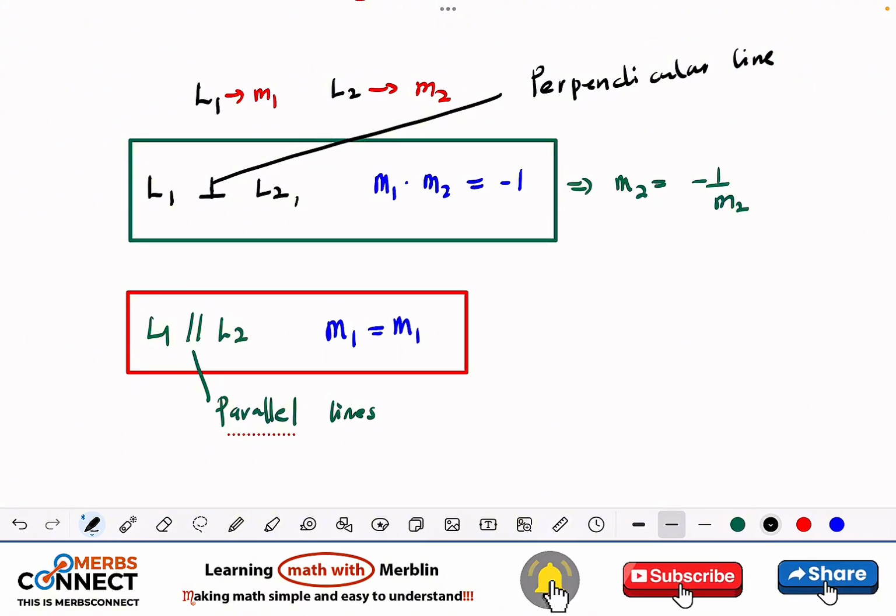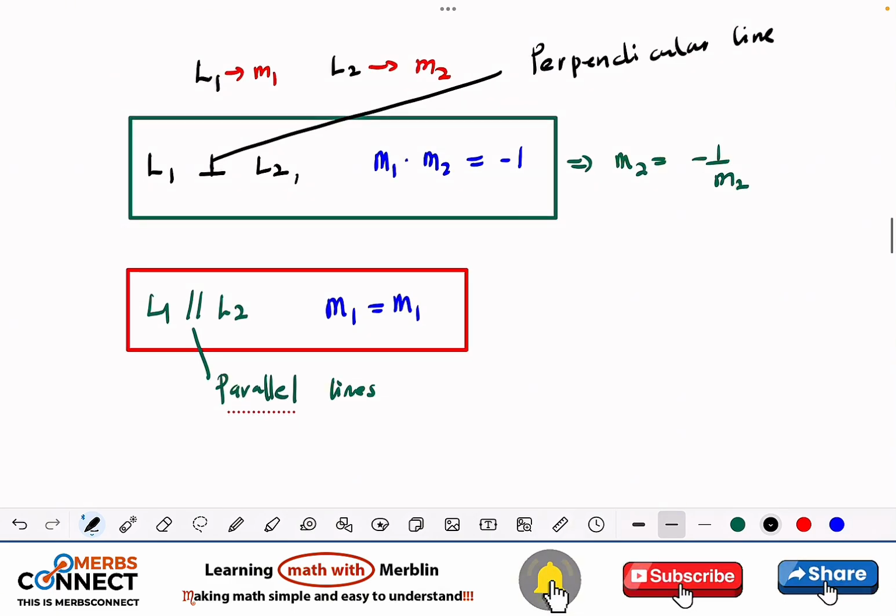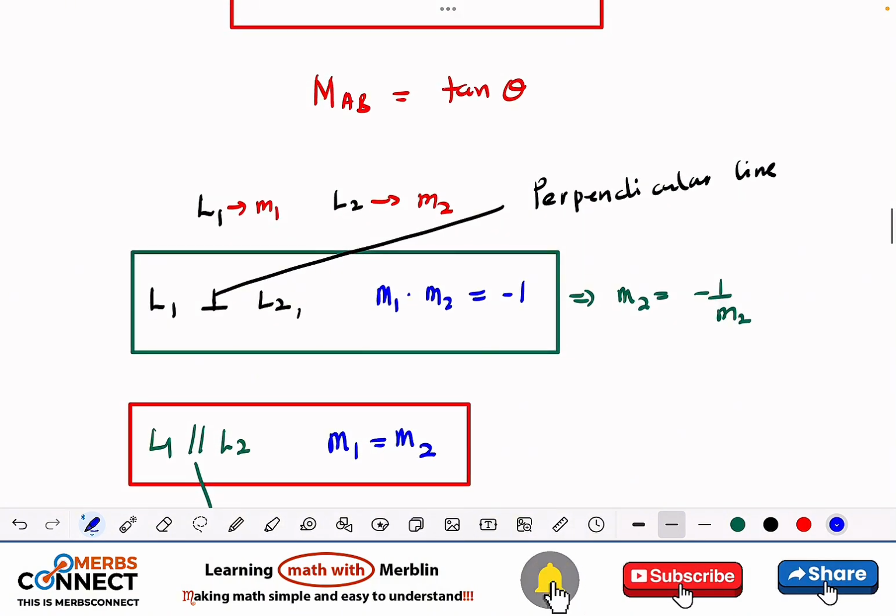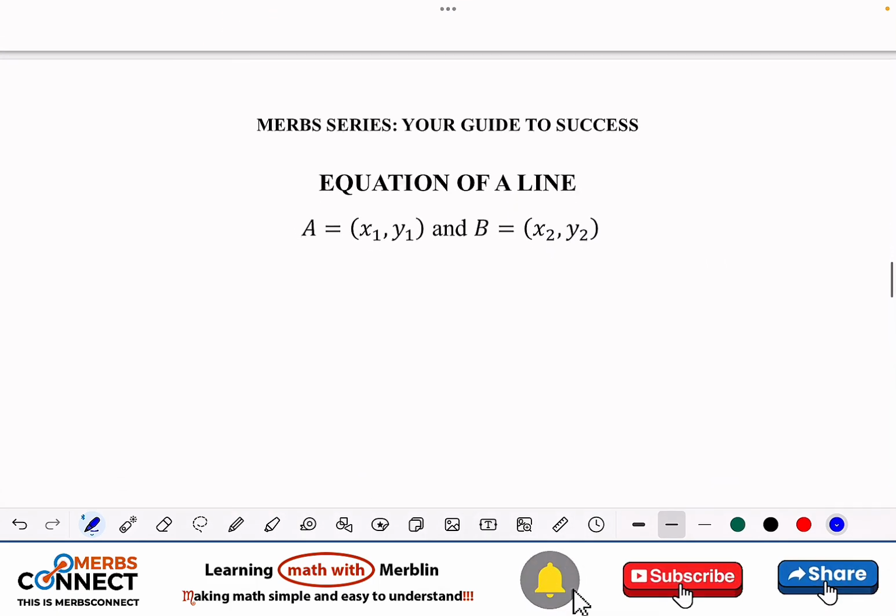So basically, these are very important things that we need to know. As soon as you are reading the question and you see that the question is saying that this line is perpendicular to this line, then if you know the first slope, you should be able to know the second slope too. When they are parallel to each other, then if I know the first slope, I should also be able to know the second slope. Oops, I think this one's supposed to be 2. Good.